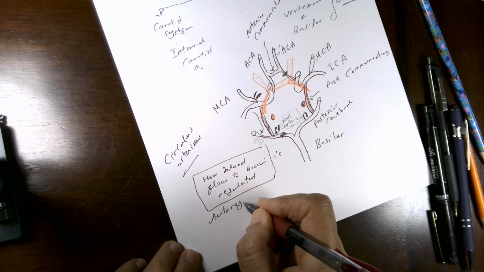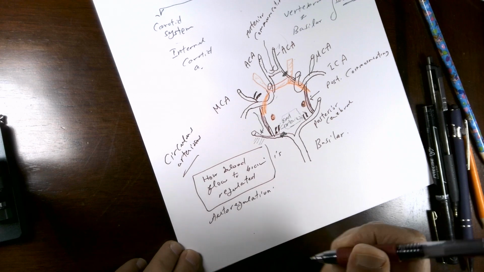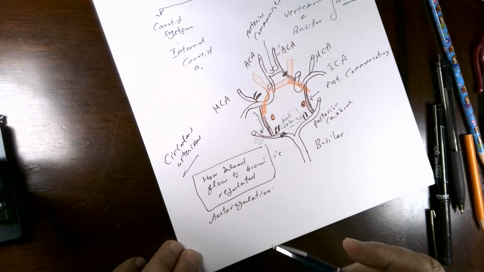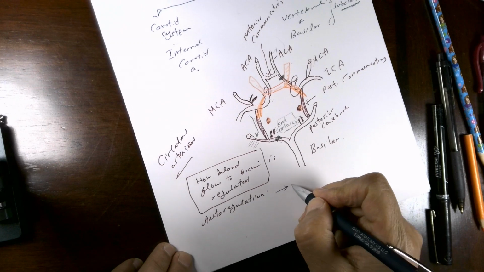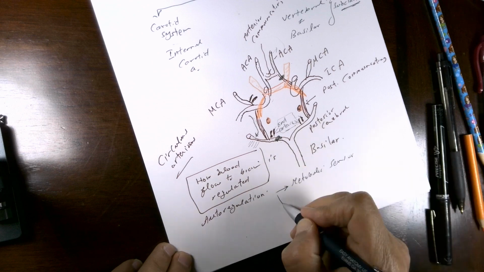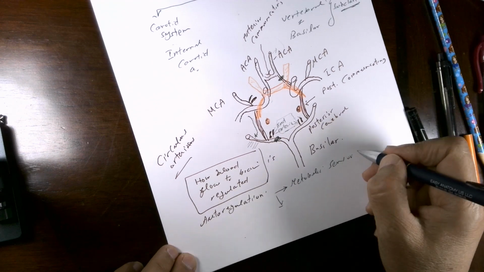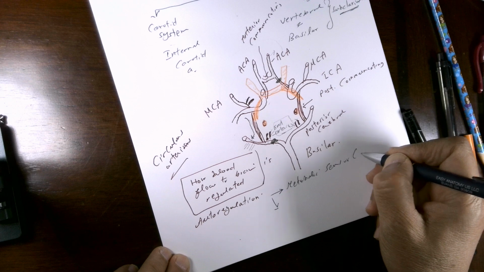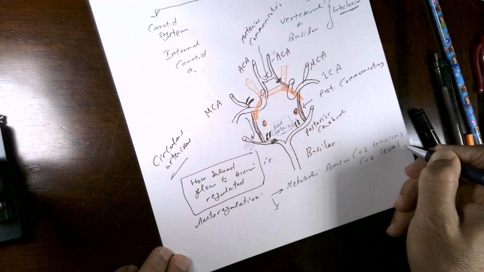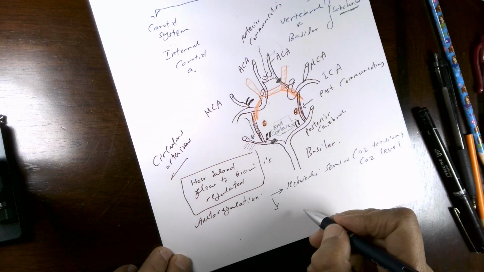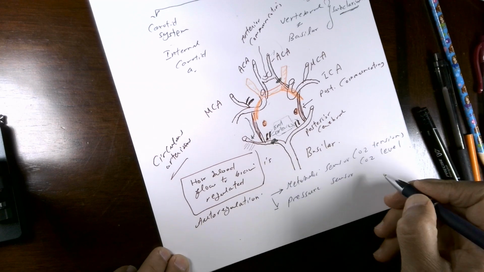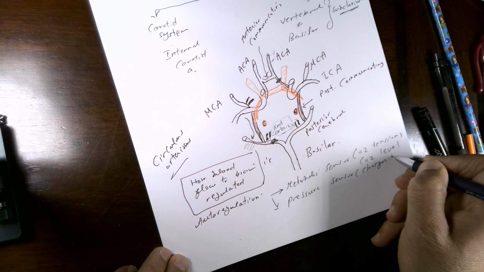auto-regulation. When I say auto-regulation, it means that these blood vessels have sensors. They have metabolic sensors, and this is related to the level of oxygen tension, or CO2 level, and there is a pressure sensor for changes in blood pressure.